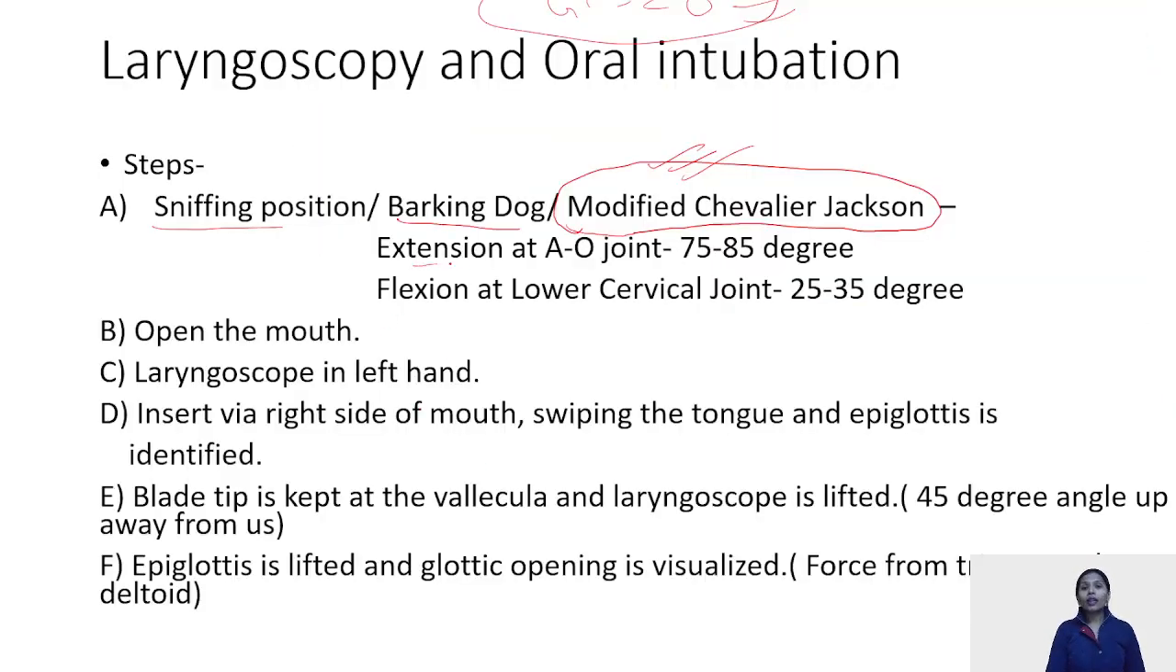The extension at the AO joint has to be around 75 to 85 degrees, whereas the flexion at the lower cervical joint has to be 25 to 35 degrees. I repeat, extension at AO joint 75 to 85 degrees, flexion at the lower cervical joints 25 to 35 degrees. Position is made. Second, opening of the mouth.